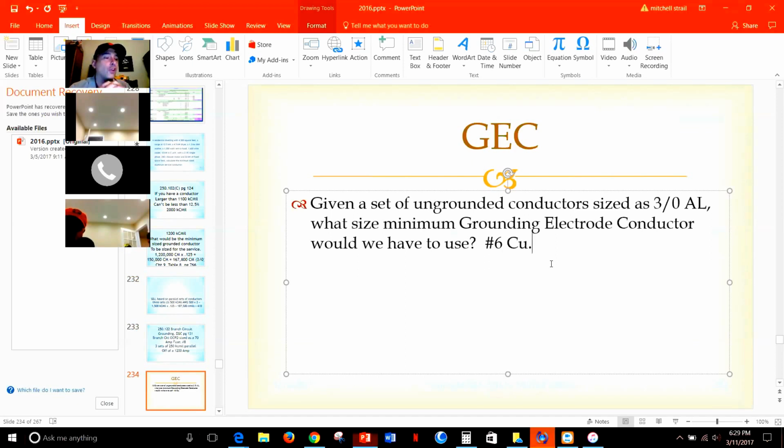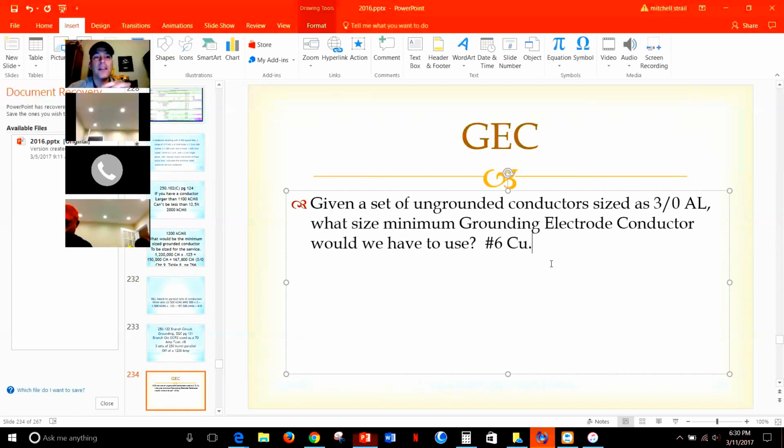But if you look in 110.5 in the front of your code book, what's the heading of 110.5 say? The conductor normally used to carry current shall be copper unless noted otherwise. So it's an umbrella rule, and PSI uses that, right?